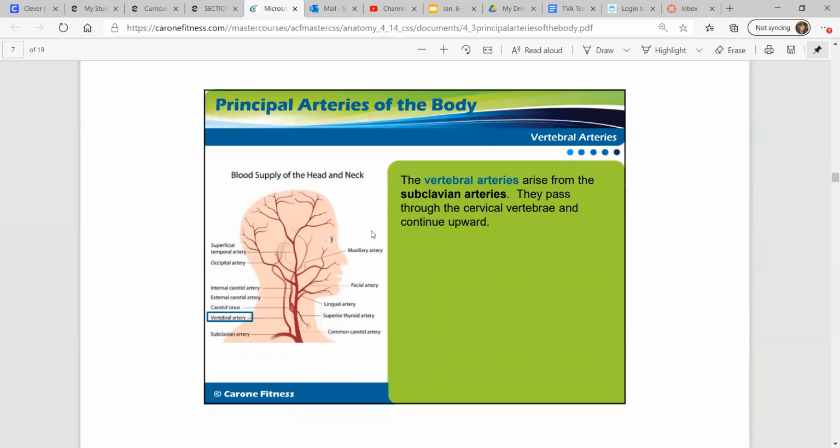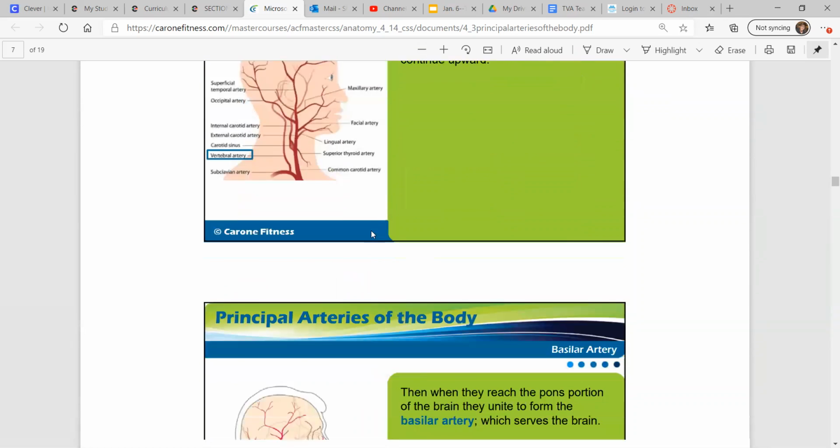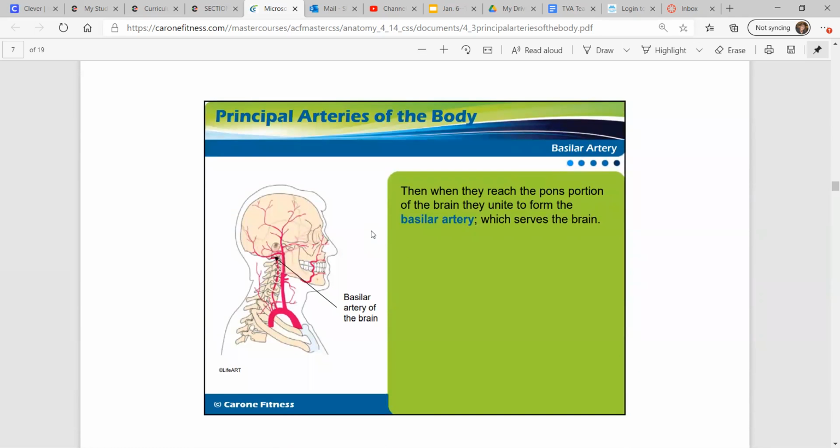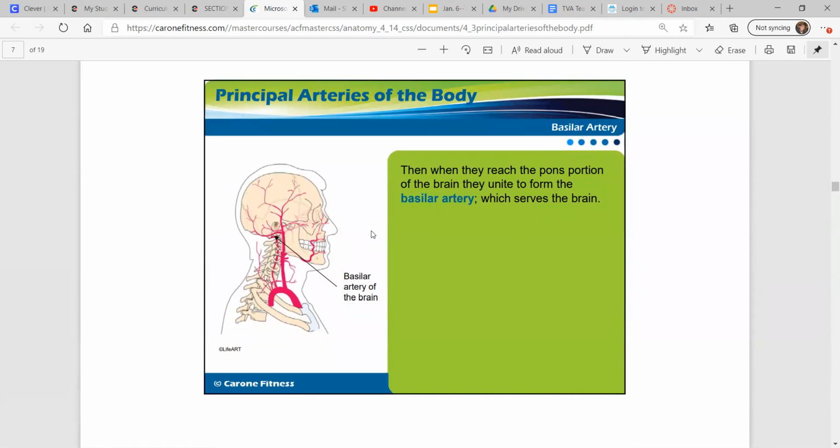The vertebral arteries arise from the subclavian arteries. They pass through the cervical vertebrae and continue upward. Then when they reach the pons portion of your brain, if you remember from our brain section, once they reach the pons portion, they unite to form the basilar artery, which serves the brain, as you can see here.